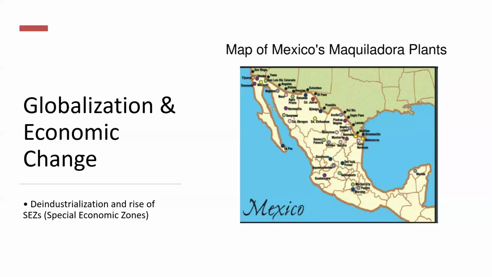Globalization and economic change. When we see countries shifting to a post-industrial status, they go through a deindustrialization process where the industrial factories that they had in their country are being shipped to places where we have cheaper labor, based on lower wages and also because they have lower environmental standards.